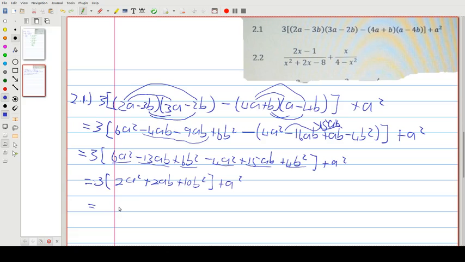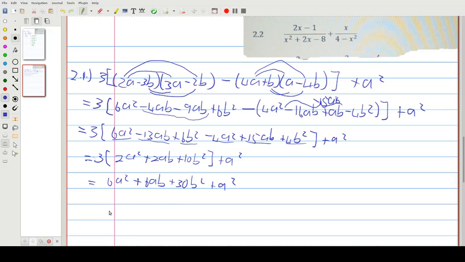Let's multiply in the 3. So 3 times 2a squared is 6a squared. 2ab times 3 is 6ab. 10b squared times 3 is 30b squared, plus a squared. And our final step is just to say that is then equal to 6a squared plus a squared, which is 7a squared plus 6ab plus 30b squared. And that is our final answer. This cannot factorize. If this could factorize further, I would suggest doing that, but it cannot factorize any further.